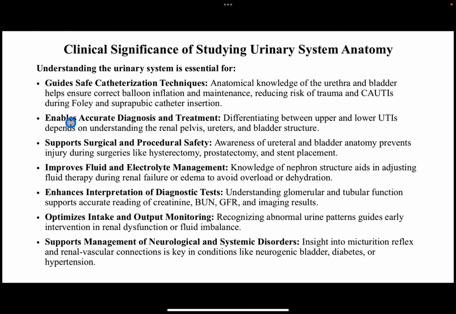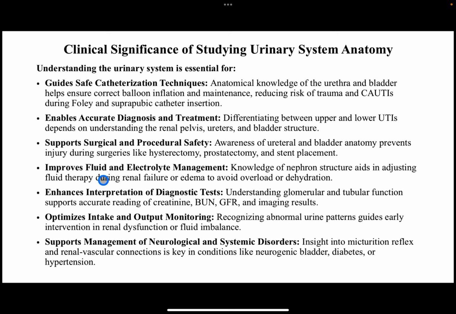Now, it also enables accurate diagnosis and treatment. Differentiating between the upper and lower urinary tract depends on the understanding of the renal pelvis, the ureters, and then the bladder structure. It also supports surgical and procedural safety. Your awareness of the urethral and bladder anatomy prevents injury during surgeries like hysterectomy, prostatectomy, and stent placement.